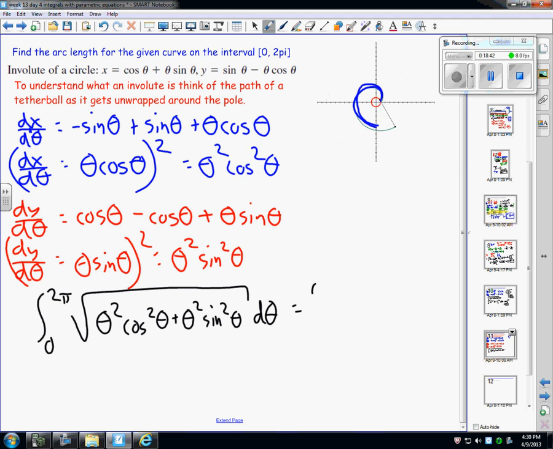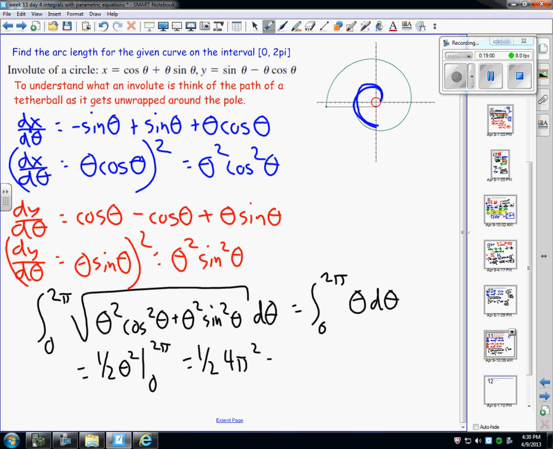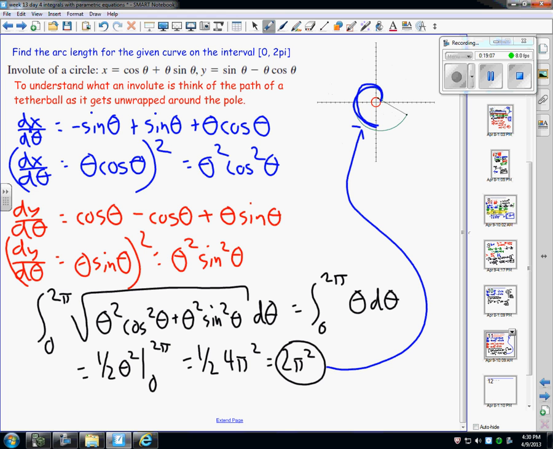Which is nice, it drops again down pretty quickly to theta d theta, which is pretty easy to handle, which is 1/2 theta squared from 0 to 2 pi, which is 1/2 times 4 pi squared, which is 2 pi squared. So that would be the length of that. Now again, this is just an example, this spiral that I'm giving you, but hopefully this helps.